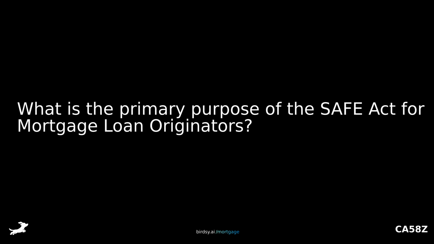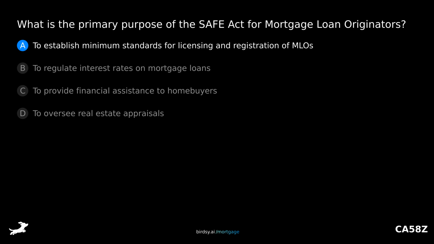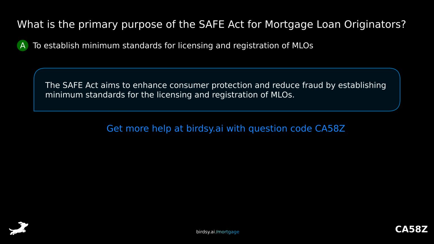What is the primary purpose of the SAFE Act for mortgage loan originators? Is it A, to establish minimum standards for licensing and registration of MLOs, B, to regulate interest rates on mortgage loans, C, to provide financial assistance to homebuyers, or D, to oversee real estate appraisals? The answer is A, to establish minimum standards for licensing and registration of MLOs. The SAFE Act aims to enhance consumer protection and reduce fraud by establishing minimum standards for the licensing and registration of MLOs.